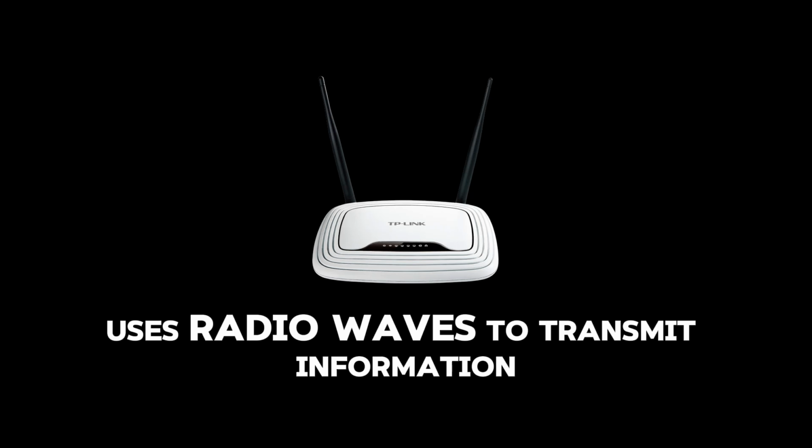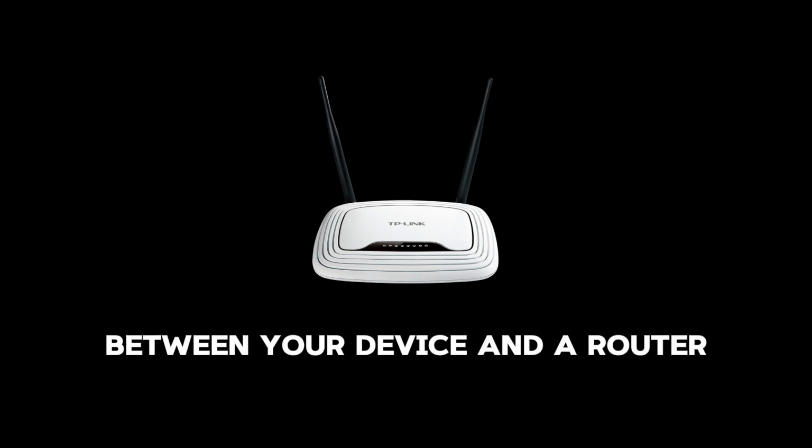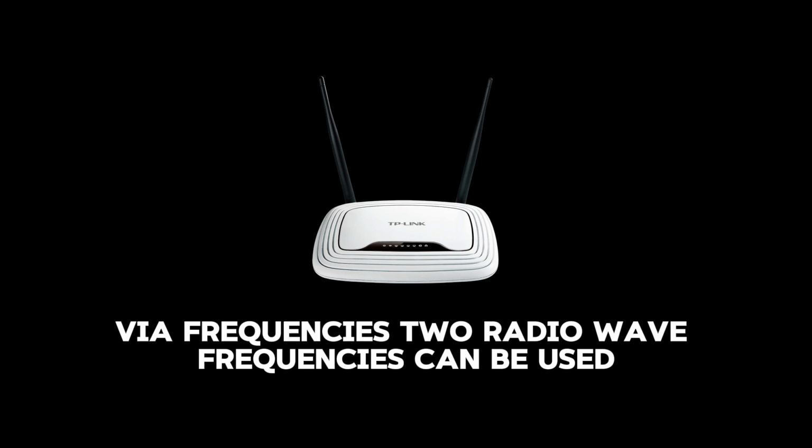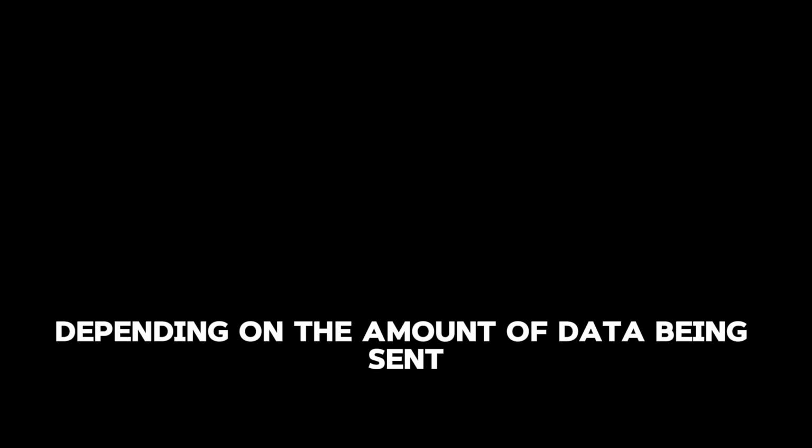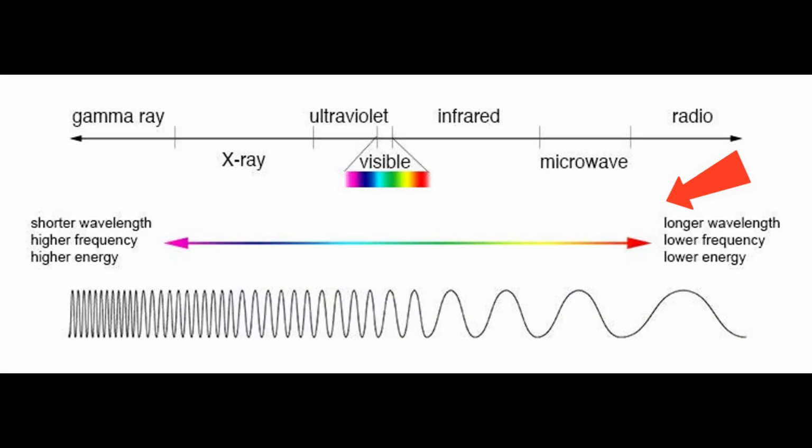Wi-Fi uses radio waves to transmit information between your device and a router via frequencies. Two radio wave frequencies can be used depending on the amount of data being sent: 2.4 GHz and 5 GHz. What does that mean, though? Well, a hertz is just a measurement of frequency.